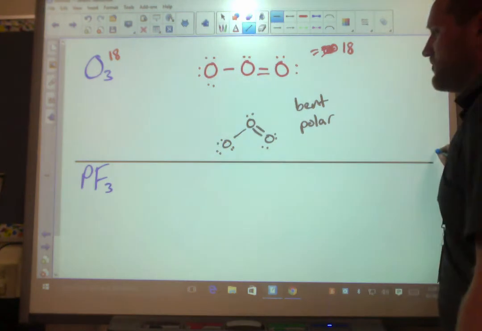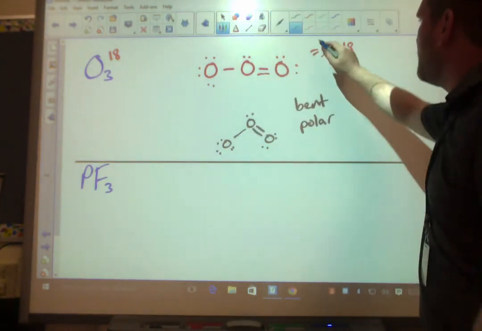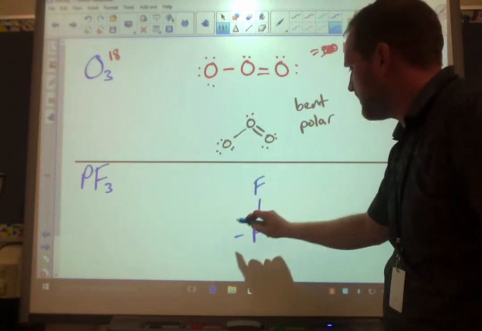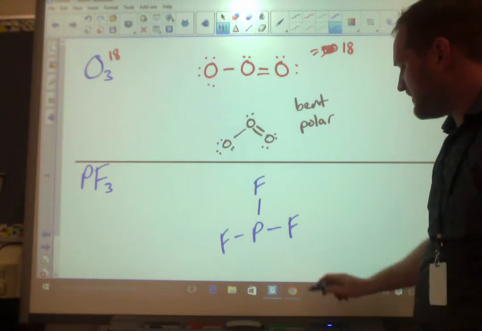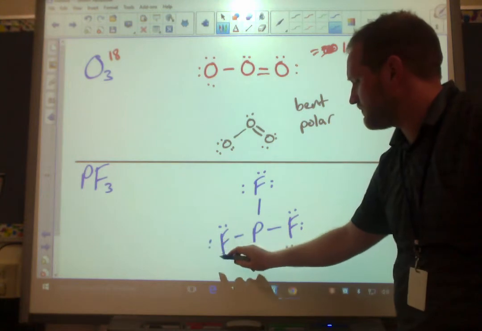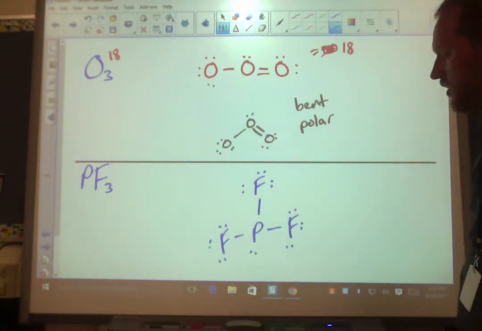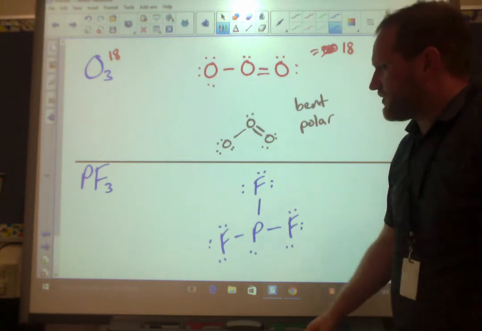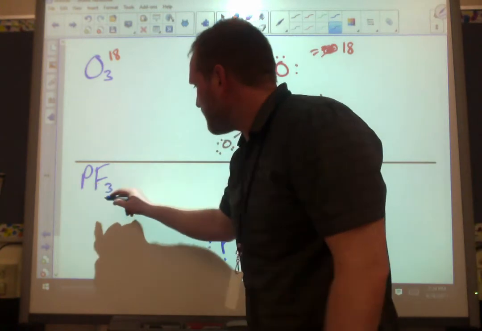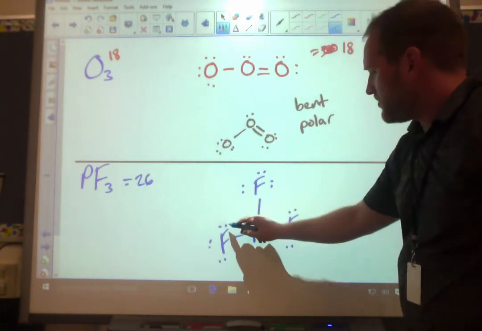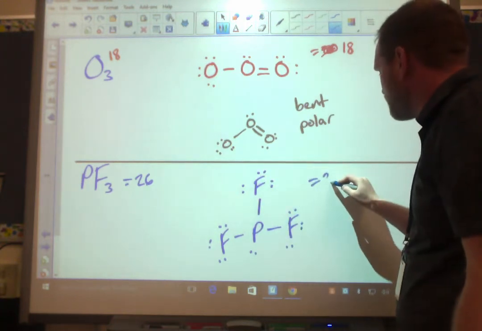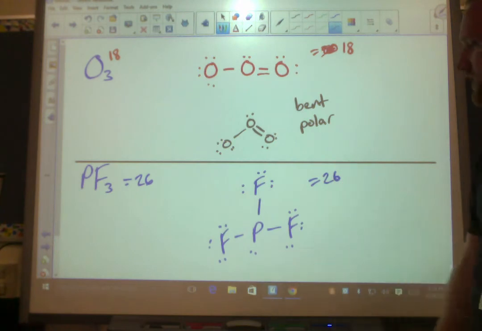All right, let's do the next one, PF3, phosphorus trifluoride. So, phosphorus in the middle, 3 fluorines around it. Let's add dots. And don't forget the phosphorus. All of these need 8. Okay, let's check. Phosphorus is 5, fluorine is 7, times 3 is 21, 5 plus 21 is 26. 2, 4, 6, 8, 10, 12, 14, 16, 18, 20, 22, 24, 26. So we're good. This is in fact the correct Lewis structure.